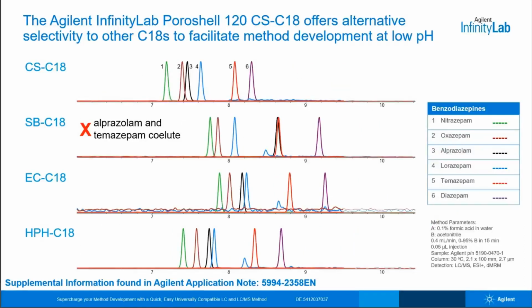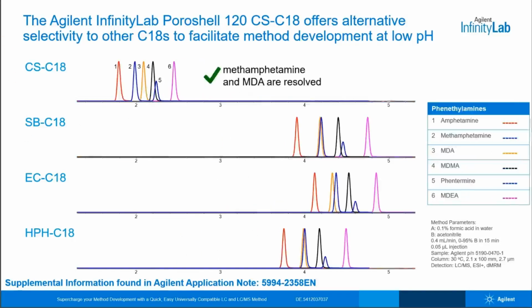First, let's look at some benzodiazepines. There are 6 in that 25 compound mixture. Each phase yields different results. CS-C18 has close elution of peaks 2 and 3, while peaks 3 and 4 elute closely on EC and HPH-C18. I can't honestly say one of these separations is better than the other, just that they are different. However, StableBond C18 is clearly the worst performer of this specific set of results, with peaks 3 and 5 co-eluting completely.